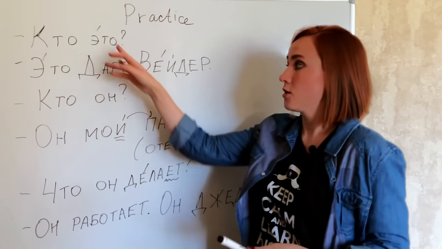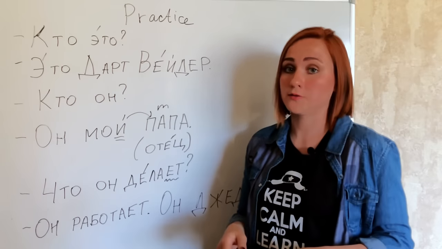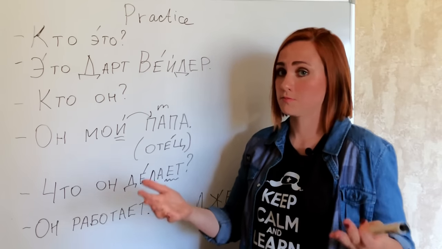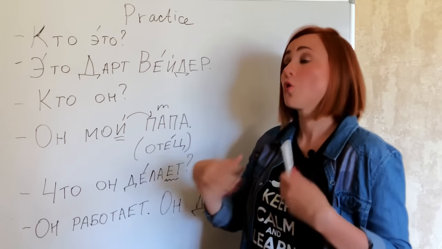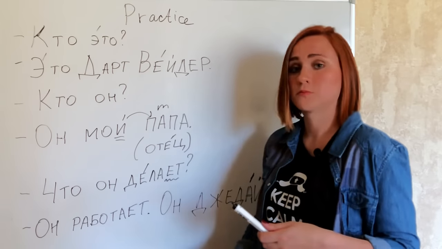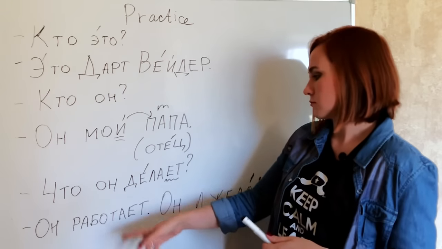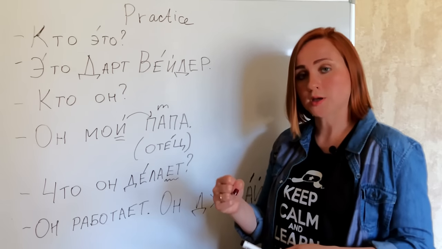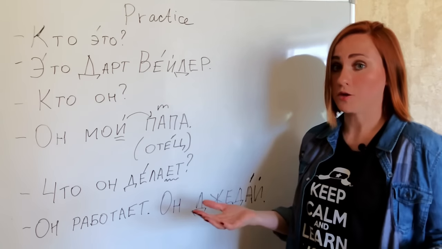So, one more time. Repeat after me. Кто это? Это Дарт Вейдер. Кто он? Он мой отец. Что он делает? Он работает. Он джедай.